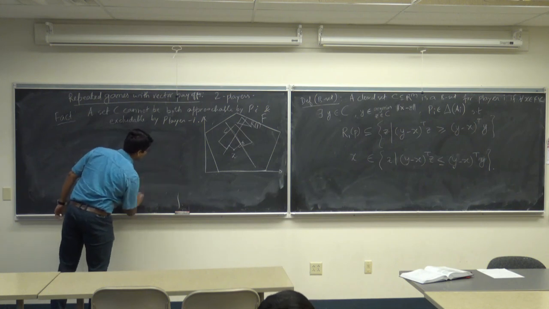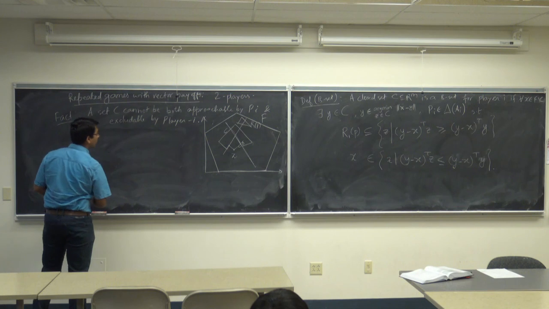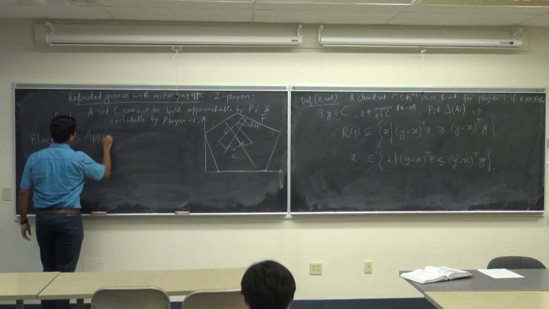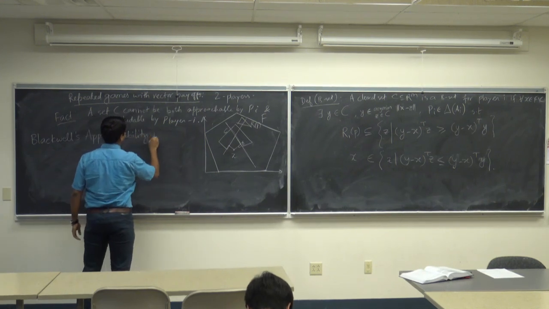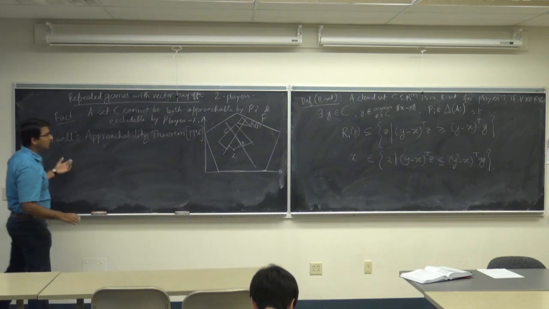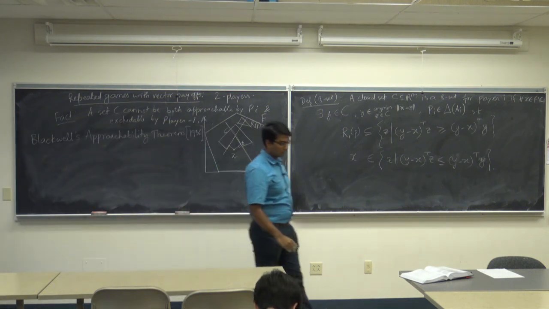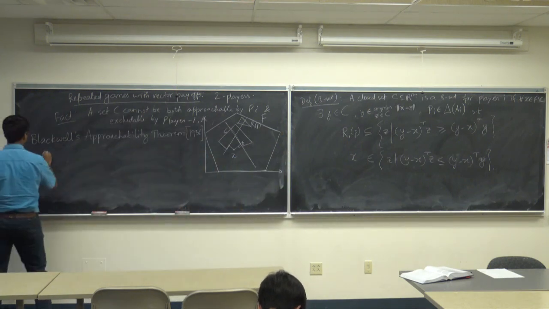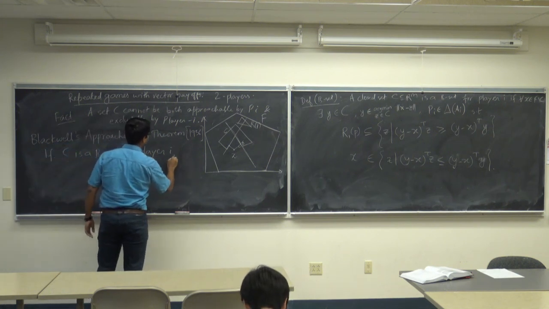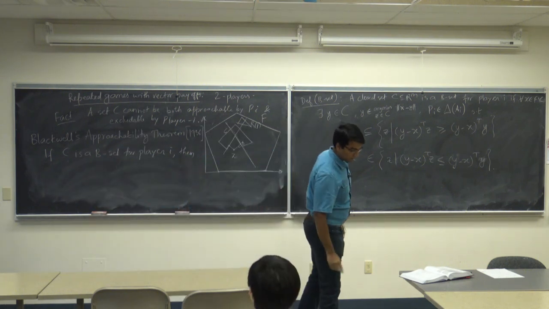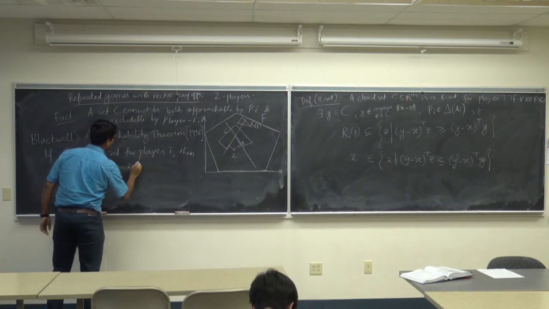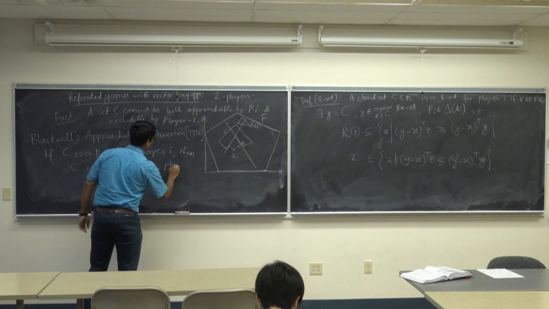And one of the main results in this particular field is Blackwell's approachability theorem, which was proved in 1956. It says that if C is a B set for player I, then C is approachable by player I.